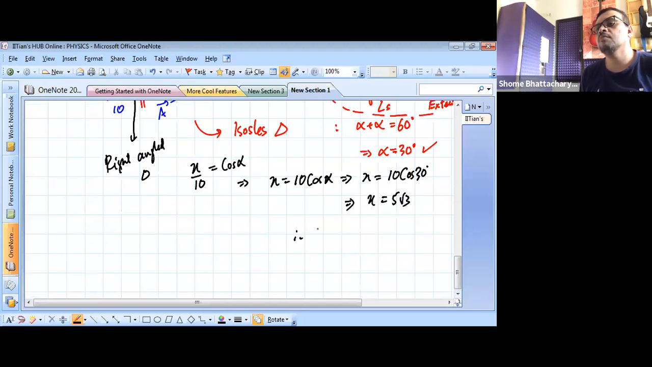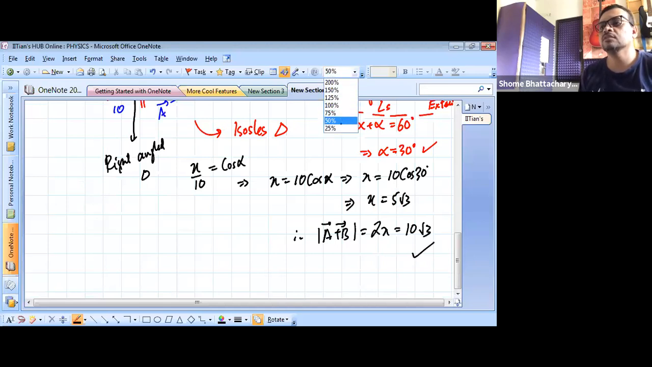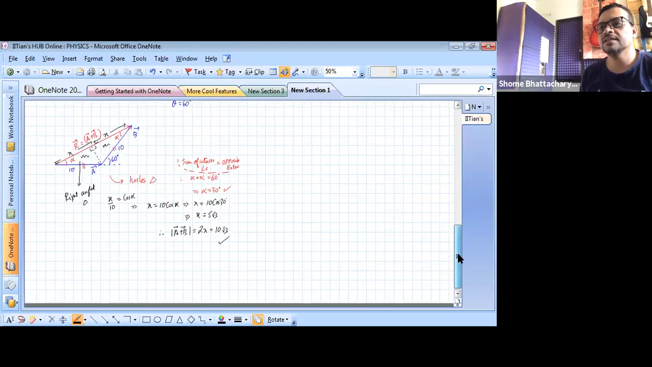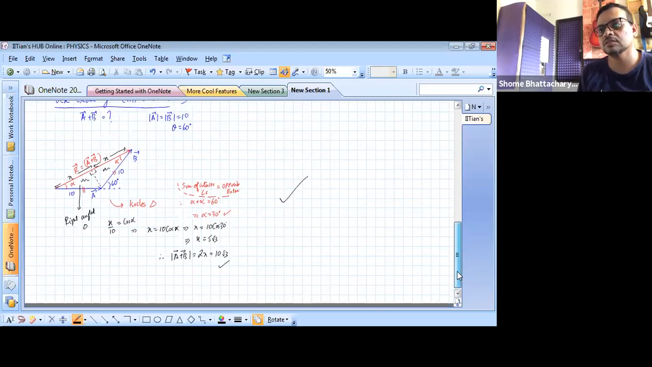And therefore, magnitude of A plus B, or the resultant, which is 2x over there, is becoming 10 root 3, which you would have got by triangle law. But here you can apply this nice trick of geometry. Okay, so this is the geometrical method of solving this.